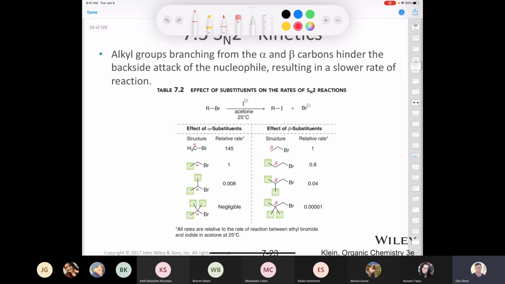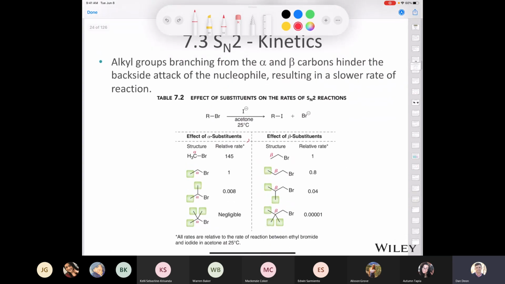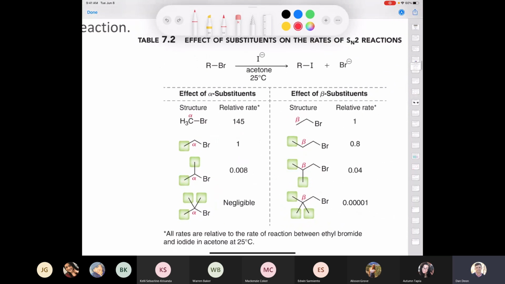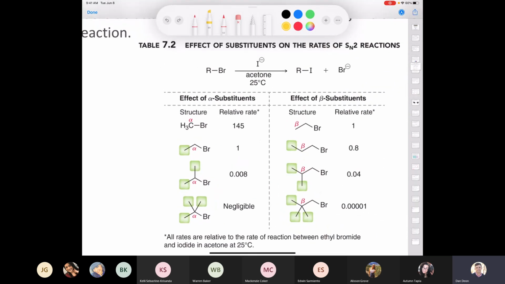Here's a table that summarizes what I was just telling you, okay? This is what we just looked at. What's on the left side of this table here? What's going on in this table is it's showing the effect of alpha and beta substitution on carbons and how it affects the rate of an SN2 reaction. Let's take a look at the left-hand side of the table first. So we have an alkyl bromide. We're treating it with iodide, and we're making an alkyl iodide. Okay, so this is an SN2 reaction, right? Your iodide is coming in here.